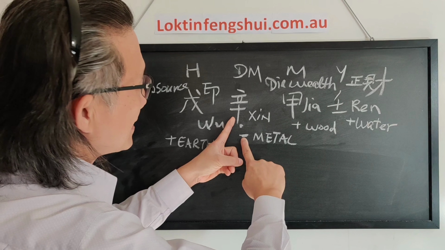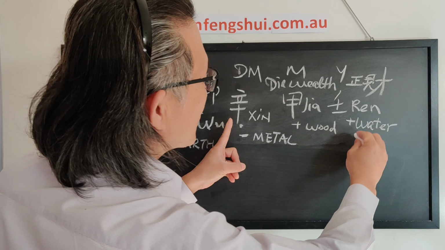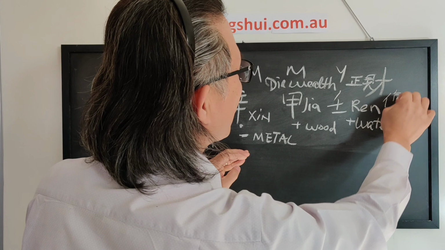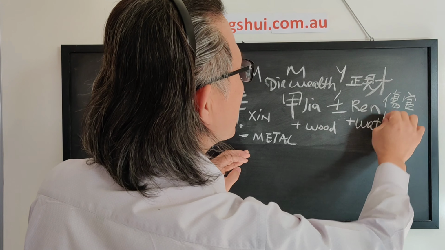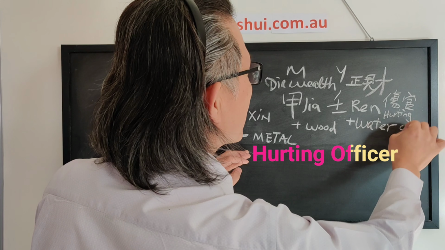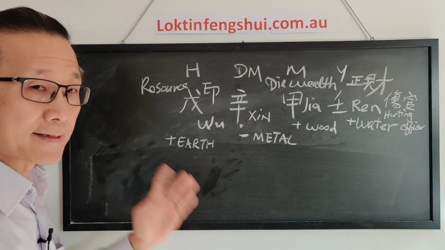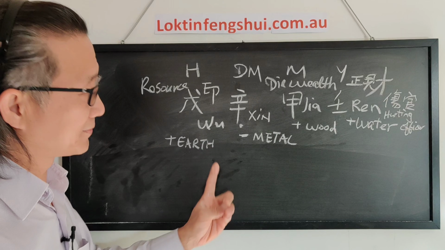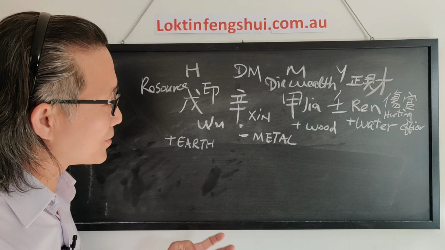So this is yin and yang, so this is called a hurting officer or 傷官, or hurting officer. Okay, so this is the stems' 10 god. Then you may ask, what about the branch? It's the same. Okay, the branch will be the same.